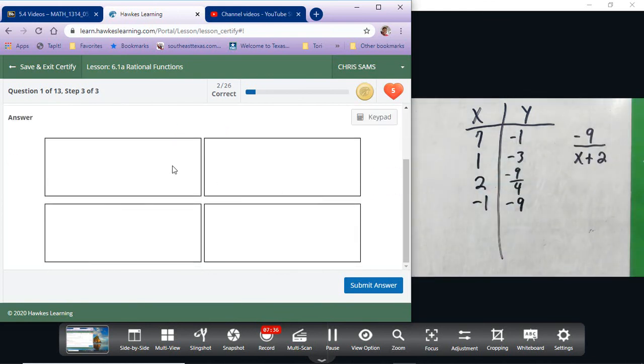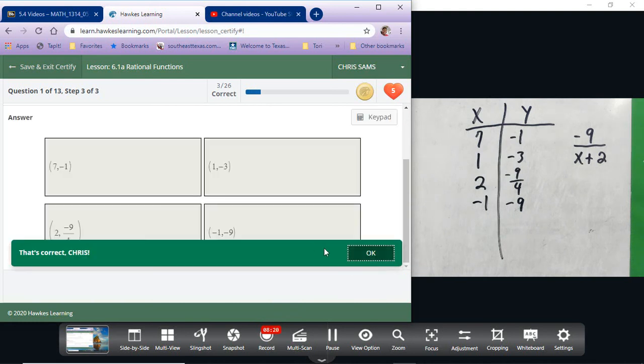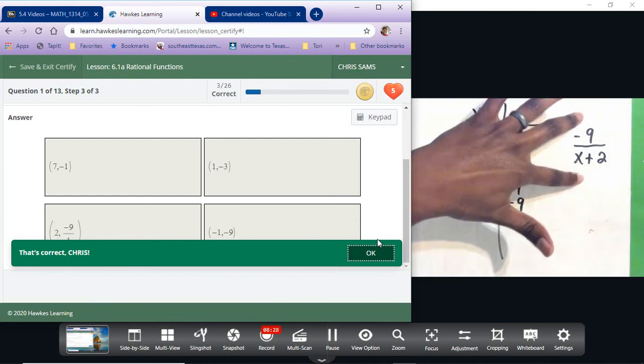Okay. So I'm going to put these ordered pairs in. 7, -1. We're going to do 1 and -3. We're going to do 2 and, comma, -9 over 4. And then the last one, we're going to do -1 and -9. Okay. So any ordered pairs will work, but you can pick whatever you would like to, and just solve it within this equation and then list them.